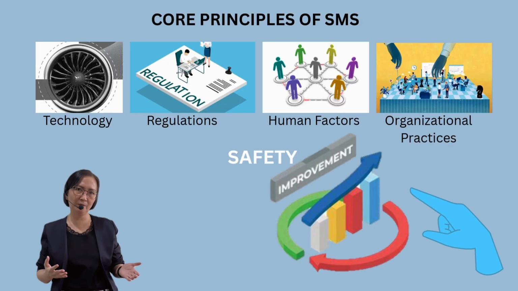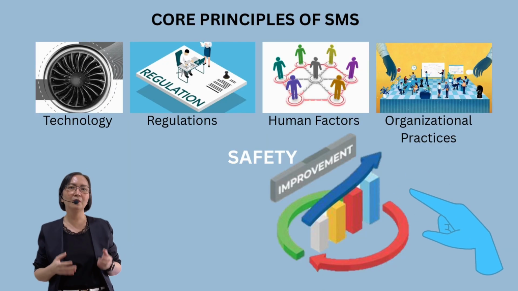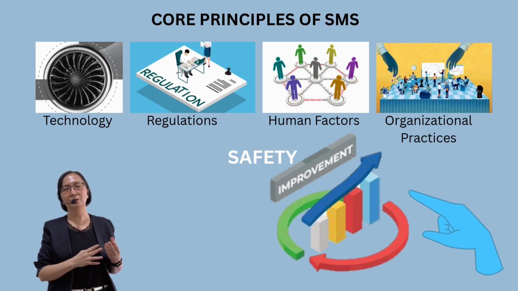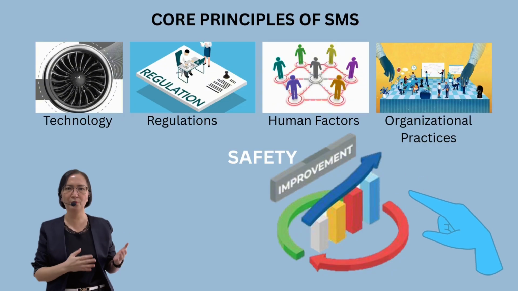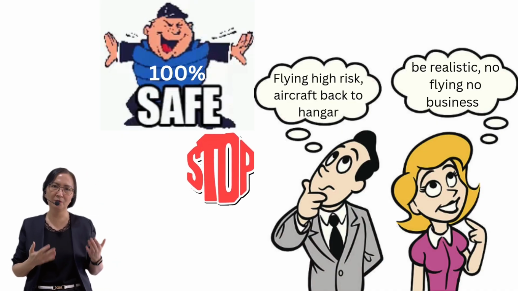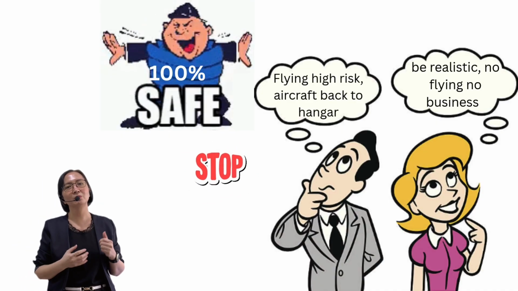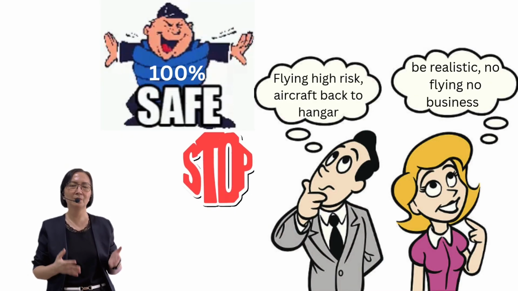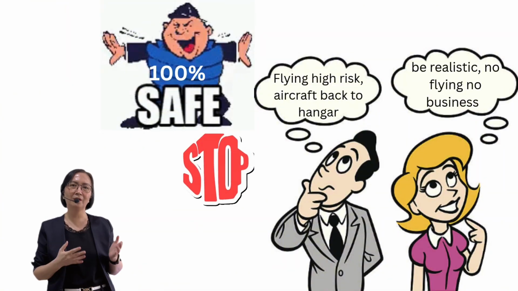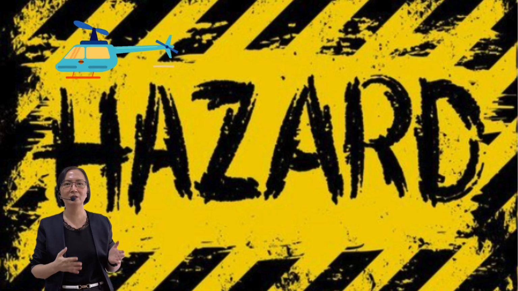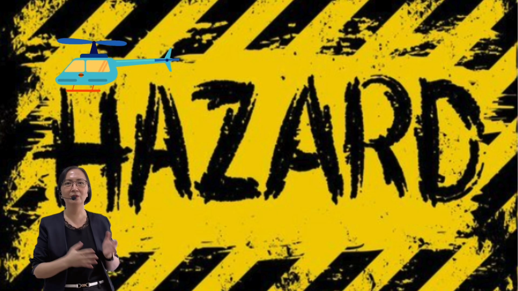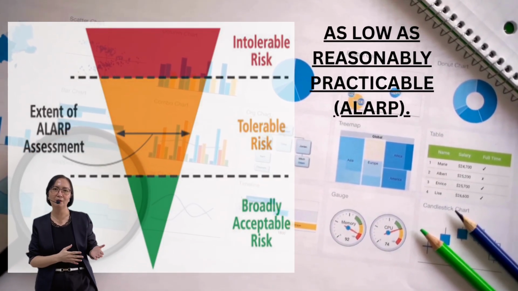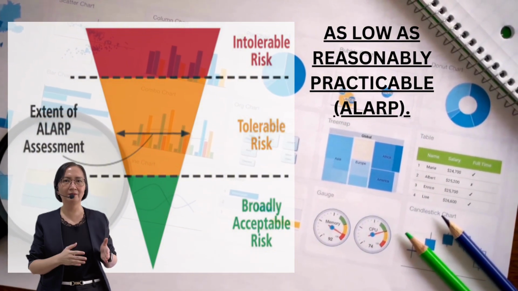Core principles of SMS must integrate technology, regulations, human factors, and organizational practices to continuously drive safety improvement. We must remember that absolute safety is not possible. If we aimed for zero risk, we would have to ground all aircraft due to the inherent risks of flying, which is clearly unrealistic. Hazards will always exist, whether the aircraft is flying, on the ground, or stored in a hangar. Instead, we aim to reduce risk to a level that is as low as reasonably practicable.